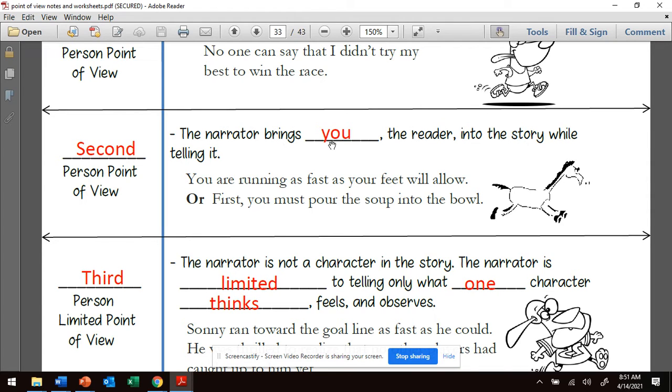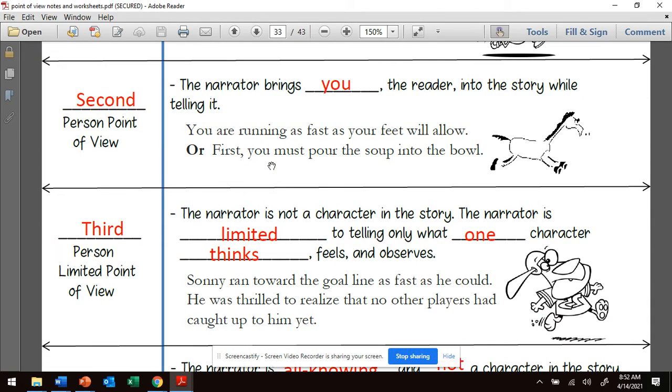The narrator brings you, the reader, into the story while telling it. So that blank, second person point of view, brings you, the reader. The sentence below indicates a sentence showing second person. You are running as fast as your feet will allow. Or the sentence, first, you must pour the soup into the bowl. So both sentences indicate second person point of view. I saw the pronoun you, and I saw your. I saw you again, indicating you are part of the story.